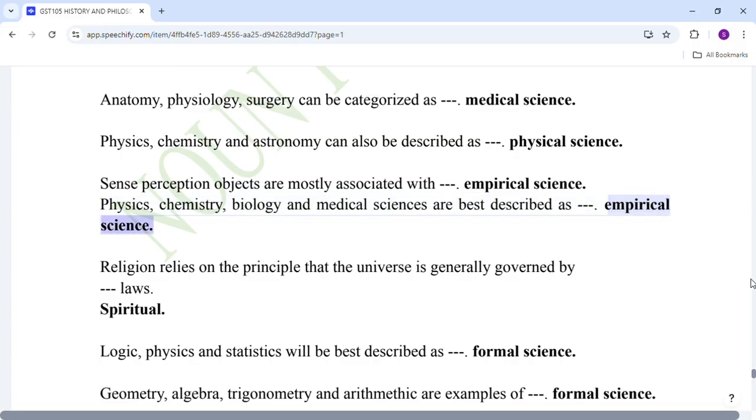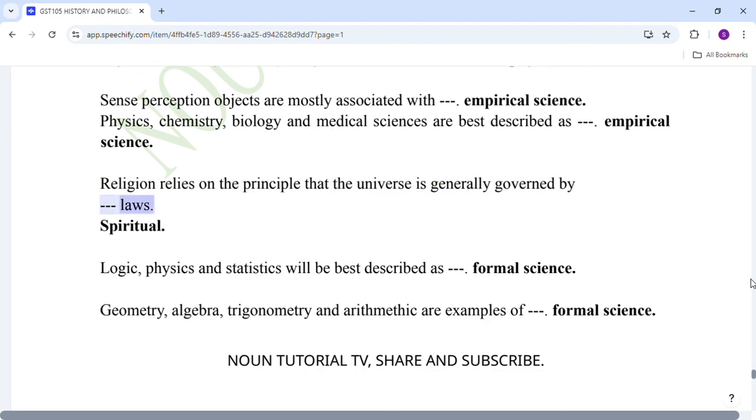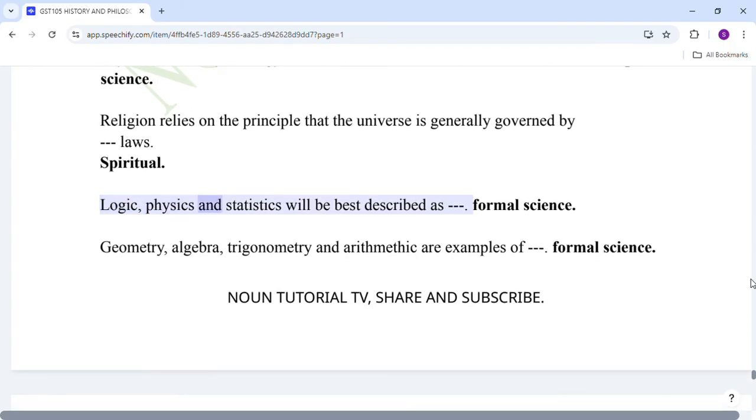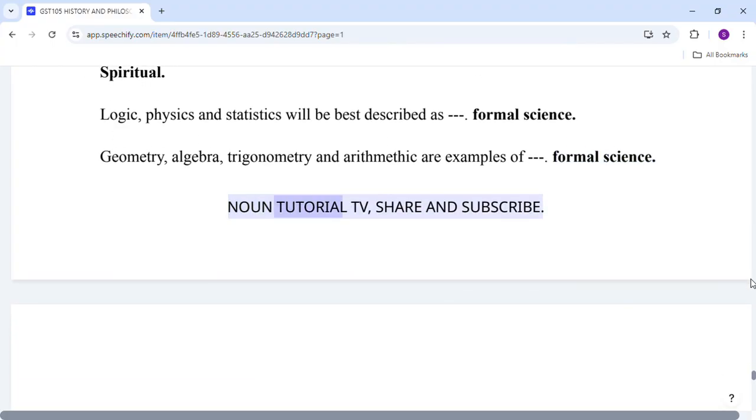Empirical science. Religion relies on the principle that the universe is generally governed by dash laws. Spiritual. Logic, physics, and statistics will be best described as dash dash. Formal science. Geometry, algebra, trigonometry and arithmetic are examples of dash dash. Formal science.